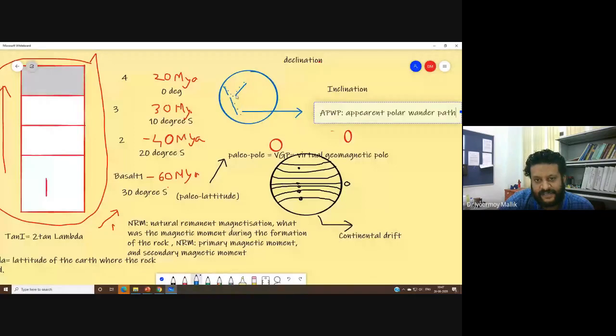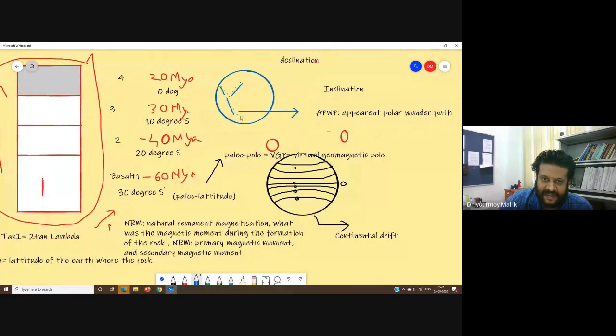Now, when we see such an apparent polar wander path, what I have plotted is the position of the virtual geomagnetic pole against time. Say this is 60 million years, this is 50 million years, 40 million years, 30 million years, 20 million years, and this is 10 million years. So what does that mean? It means that up to this point these continents were together, and then the continents actually drifted away from each other.